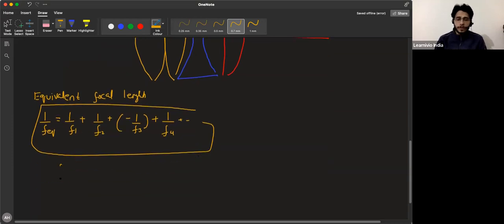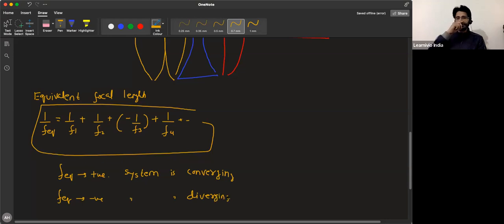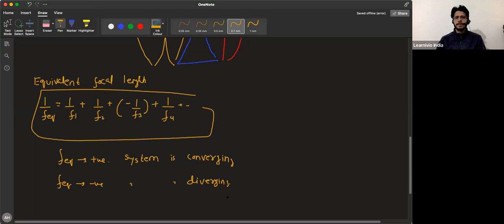Now, if your F equivalent comes out to be positive, that means the system is converging. It will behave like a convex lens. If your F equivalent comes out to be negative, then your system is diverging.